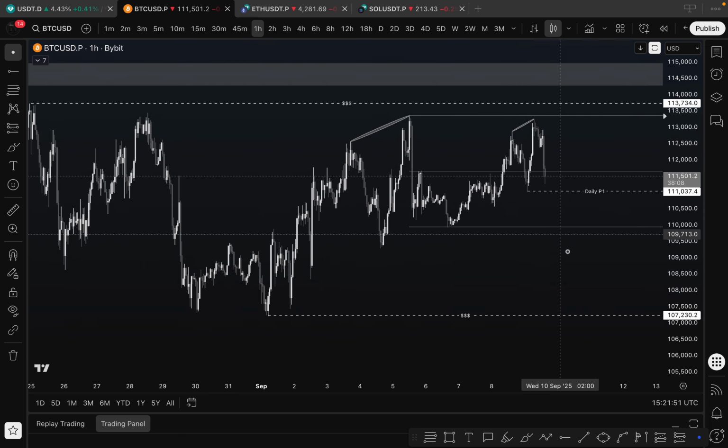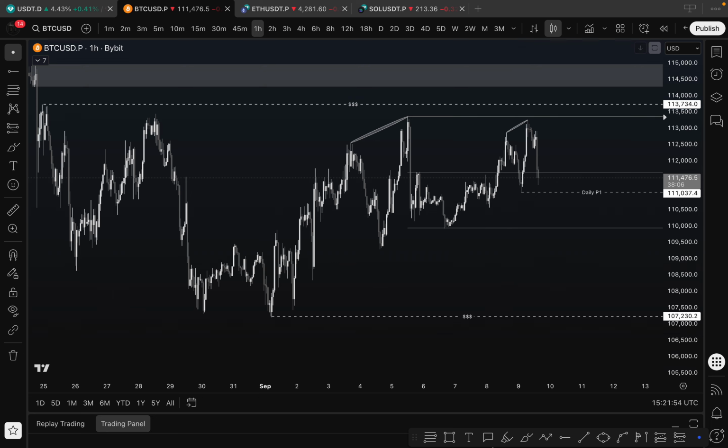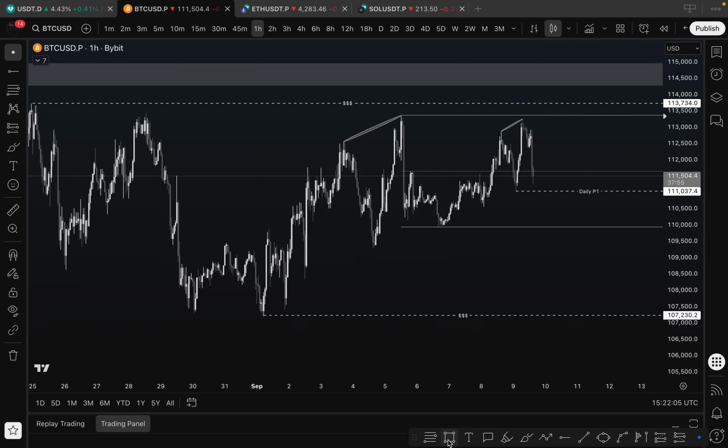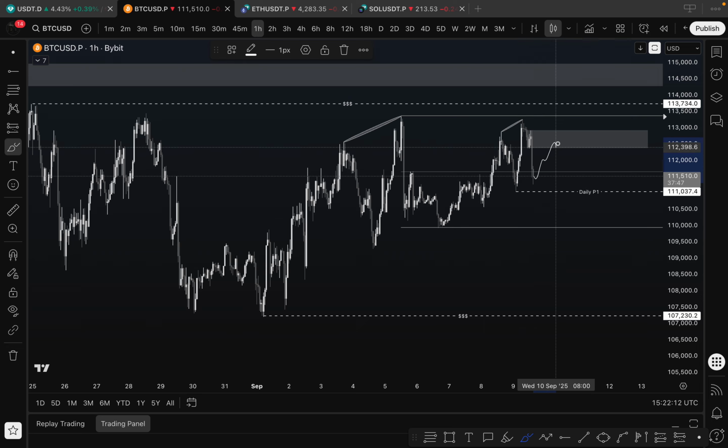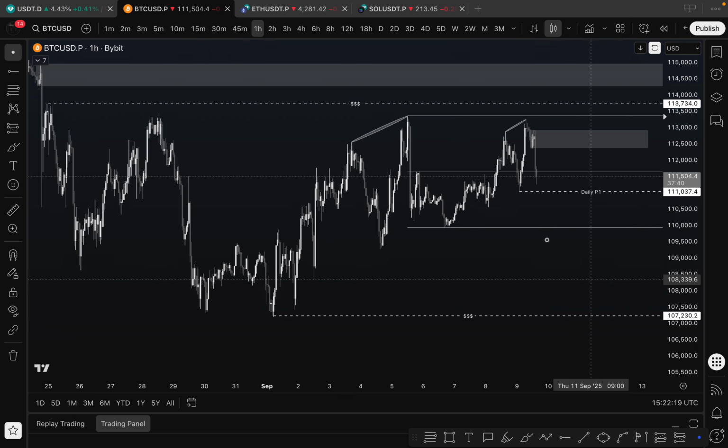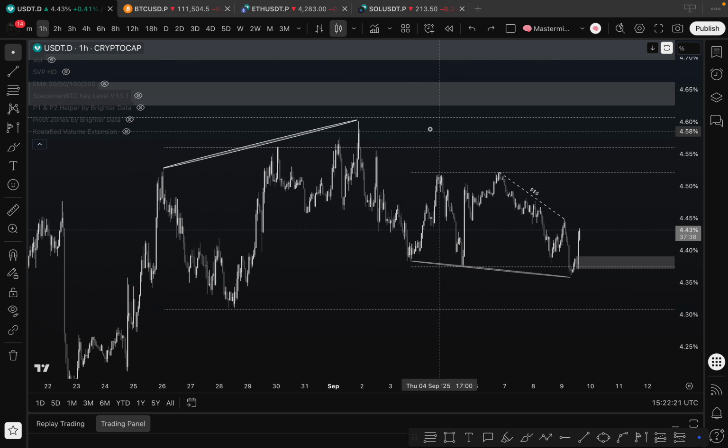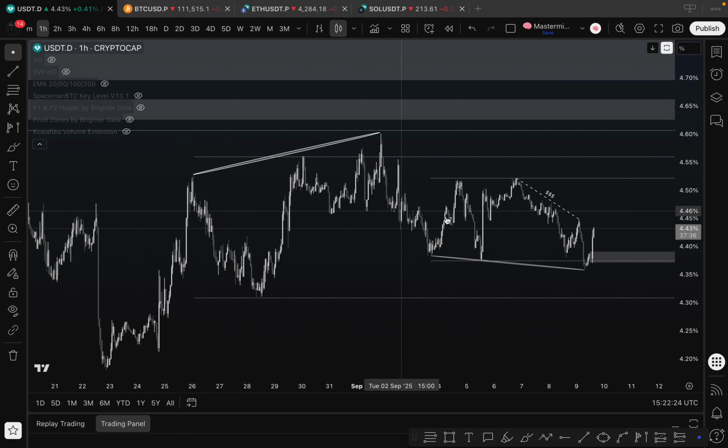However, right now I will be more interested in longs if we take out the range low right here, but I'm not sure if that will happen this week or maybe next week. So I'm keeping an eye on a potential local supply to see if we get a rejection there tomorrow, and then I'm still interested to look for shorts towards this level, and it's mostly because of USDT dominance.